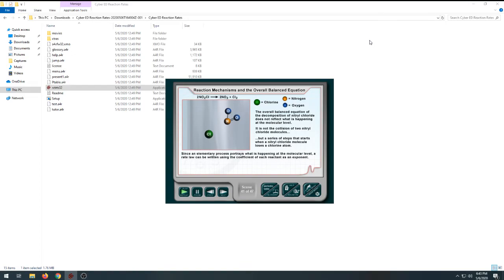Since an elementary process portrays what happens at the molecular level, a rate law can be written using the coefficient of each reactant as the exponent. An example of how this is done is shown at the bottom of your screen. It is important to note that this is in contrast to the balanced equation for the overall reaction, for which the rate law can only be determined by experiment.